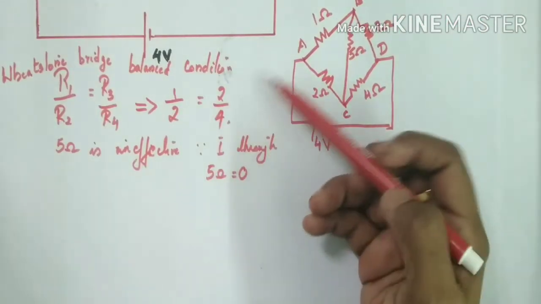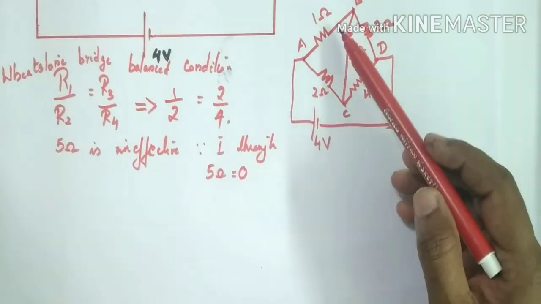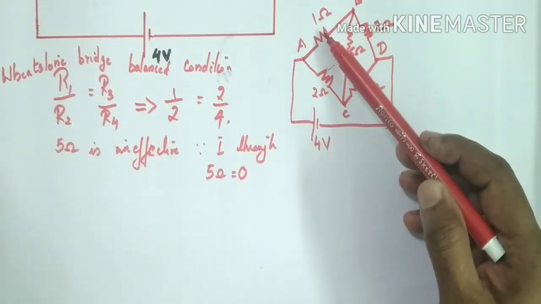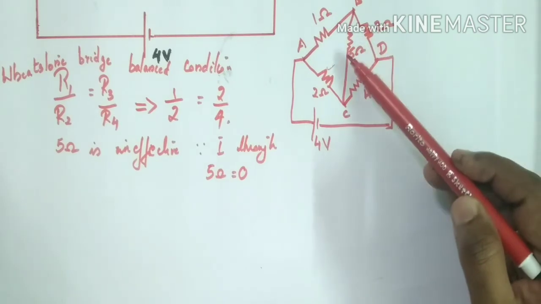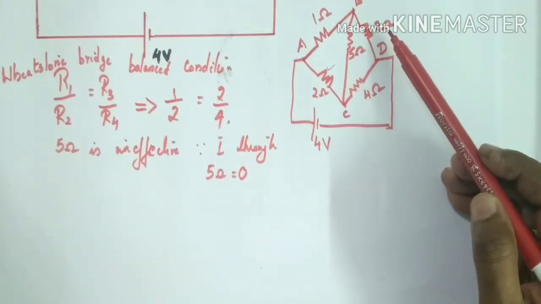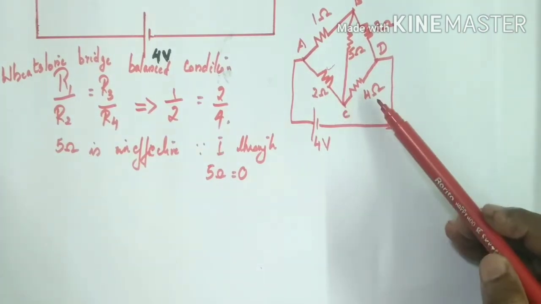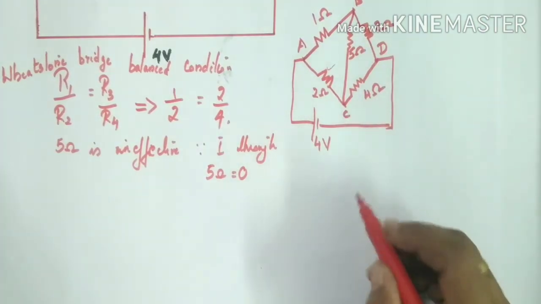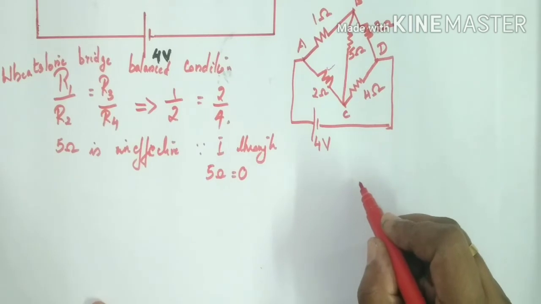So the current through the 5 ohm equals 0. That means, what is the connection between the 1 and 2 ohm? Here there is no 5 ohm, it is ineffective. So 1 and 2 are connected in series, and 2 and 4 are connected in series. So we can redraw the circuit like this.